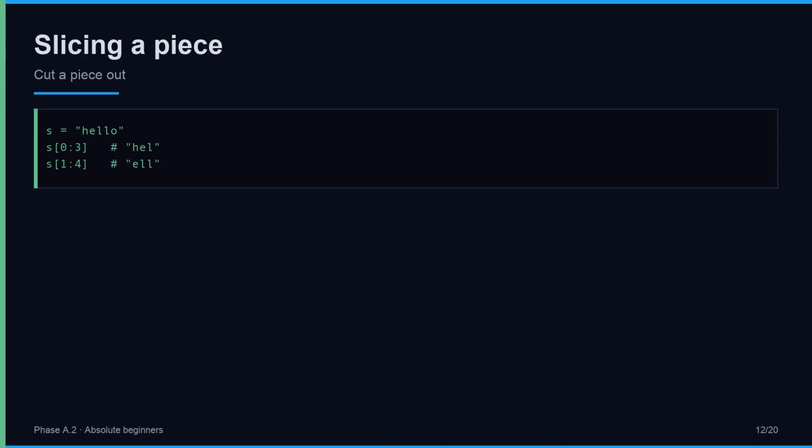Slicing takes a whole run of characters at once. You give two positions separated by a colon inside the brackets. s[0:3] gives hel, the characters from position 0 up to but not including 3. s[1:4] gives ell. Notice the second number is where you stop, not the last character you keep. Slicing is how you cut a piece out of a longer string.